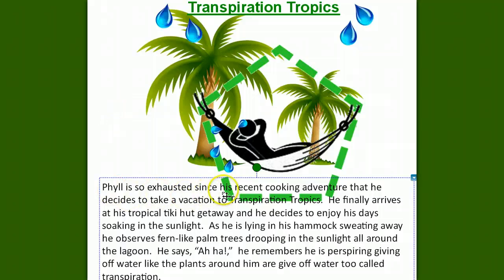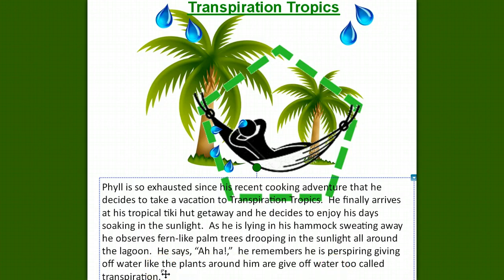Phil is so exhausted since his recent cooking adventure that he decides to take a vacation to Transpiration Tropics. He finally arrives at his tropical tiki hut getaway, and he decides to enjoy his day soaking in the sunlight. And he is lying in his hammock, sweating away, and he observes a fern-like palm tree drooping in the sunlight all around the lagoon. And he says, "Aha!" He remembers that he's perspiring, giving off water under his arms, just like the plants around him are giving off water too. And that is called transpiration.